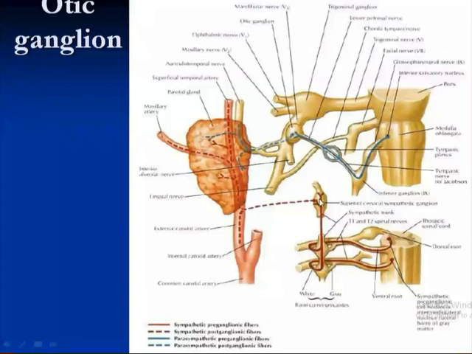Now from there, the postganglionic sympathetic fiber will form a plexus around the vessels. So always remember: sympathetic postganglionic fiber will always run around the blood vessels, forming a plexus. So this will form a plexus around the external carotid artery, then around the maxillary artery, and supply the parotid gland.